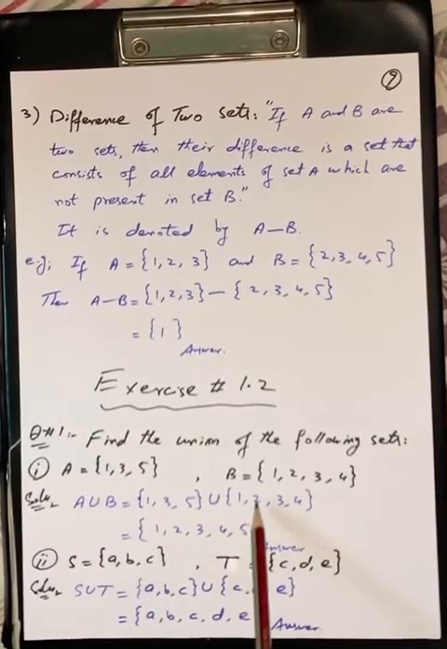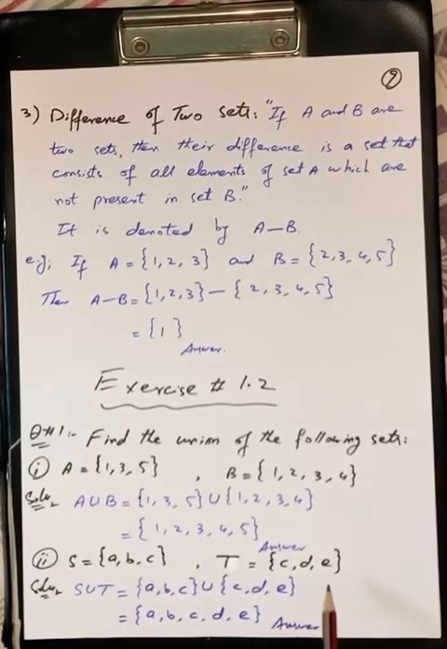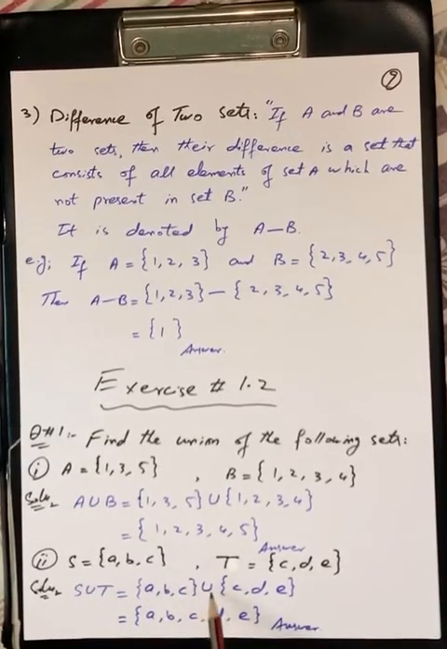So 1, 2, 3, 4, 5. You just write in the sequence. Got it? Second part. S is equal to {A, B, C} and T is equal to {C, D, E}. So S union T: set S's elements, union, set T's elements. So I want to find the union.